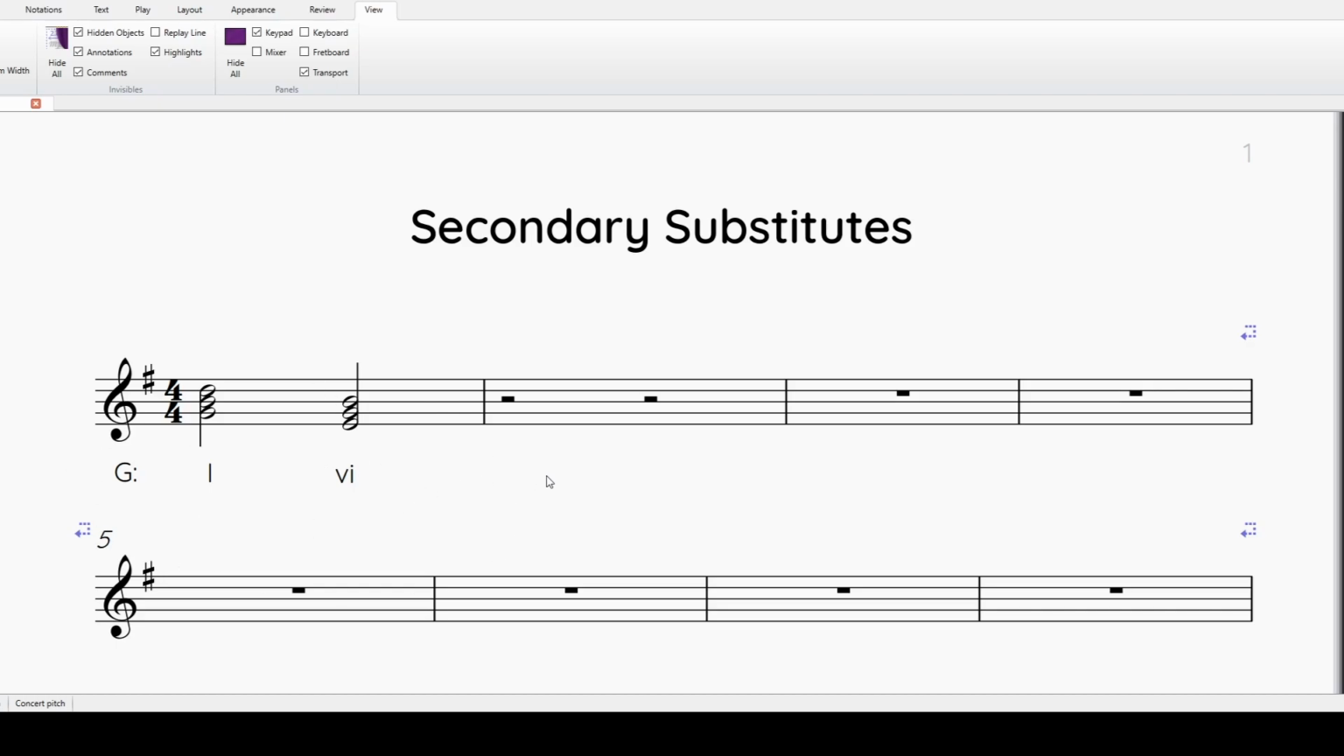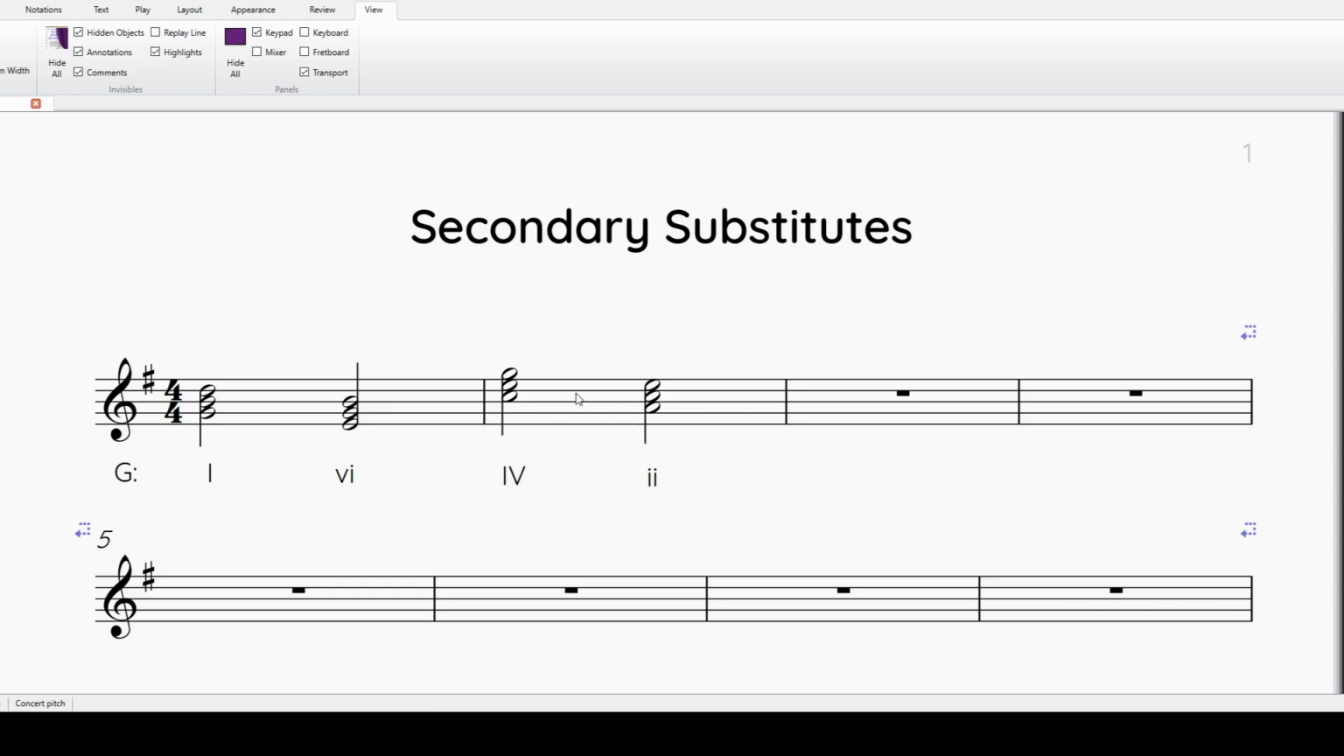The next example that we can look at is the primary triad chord 4, and its secondary substitute, which would be chord 2. So chord 4 in G major would be C, E, and G. And chord 2 in G major, A, C, and E.